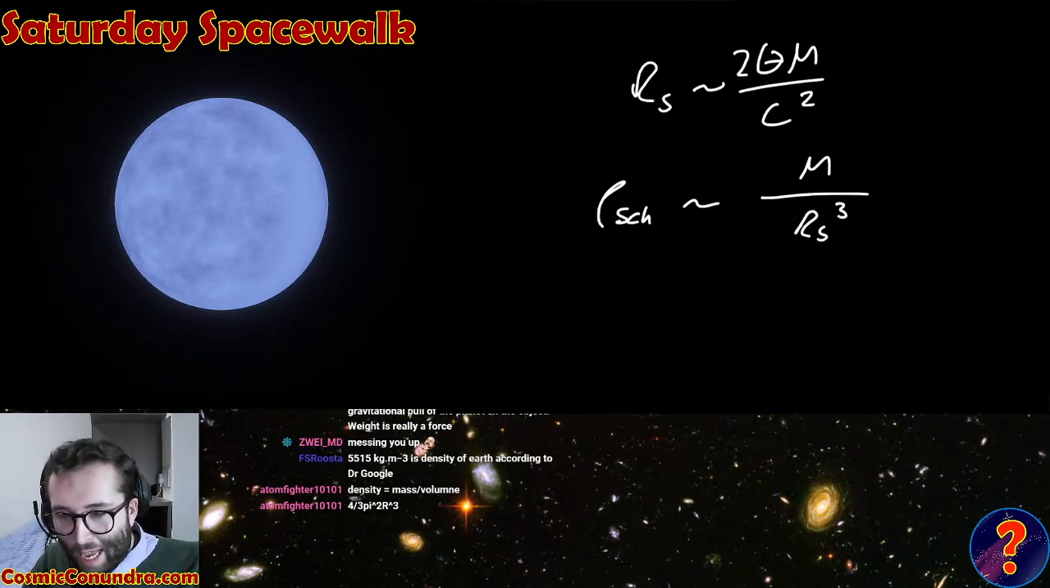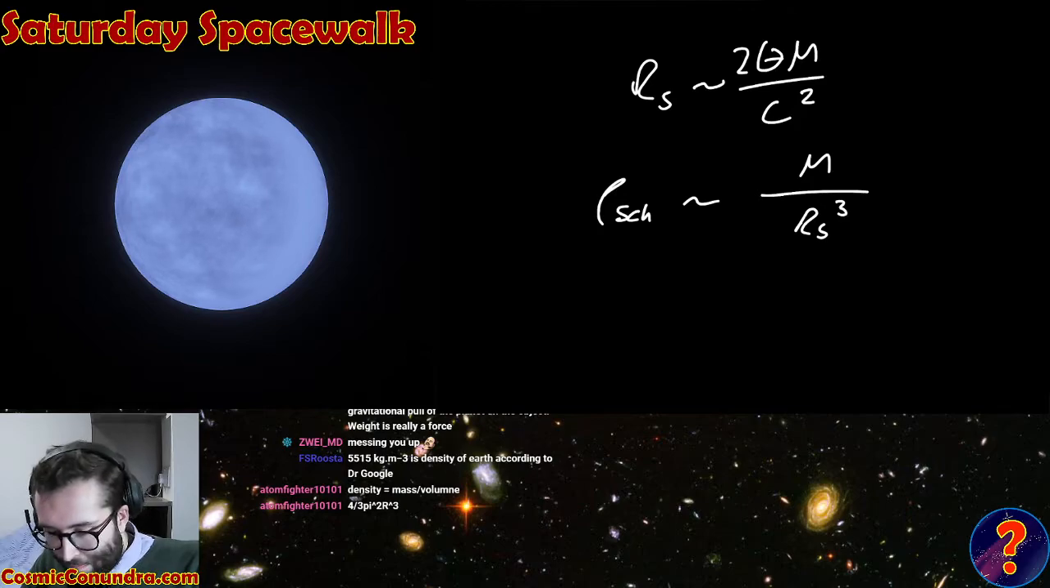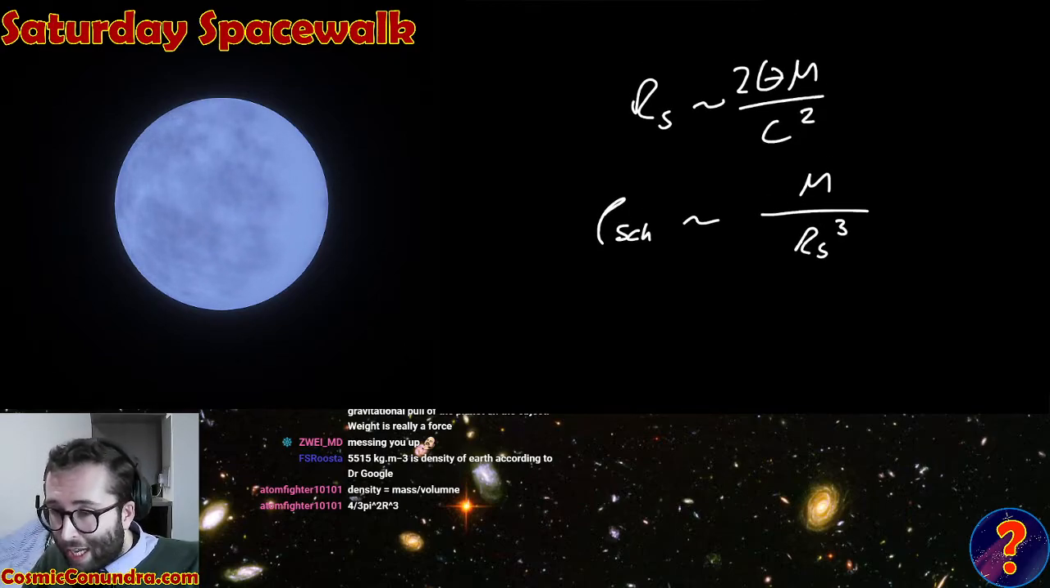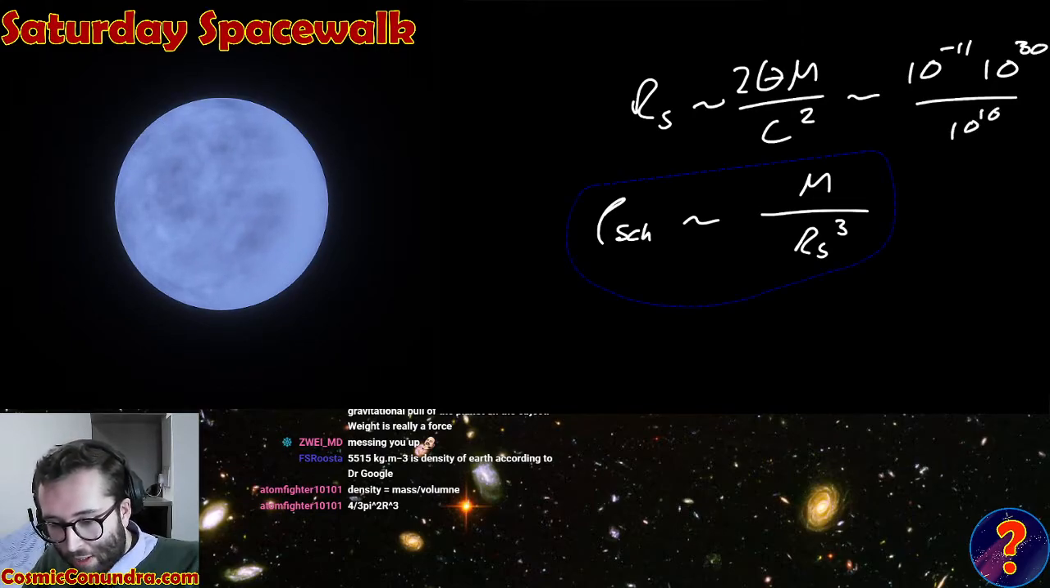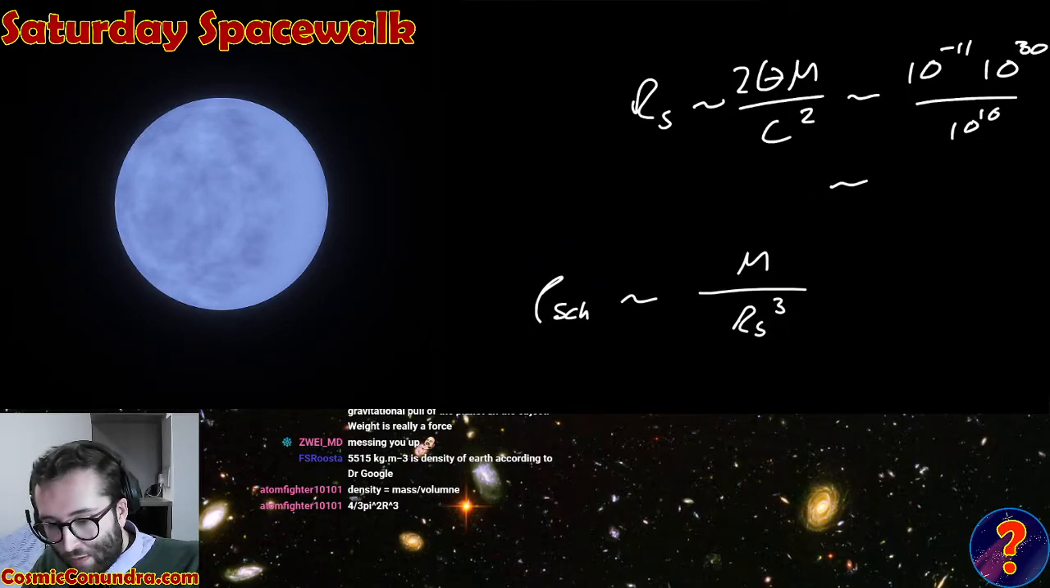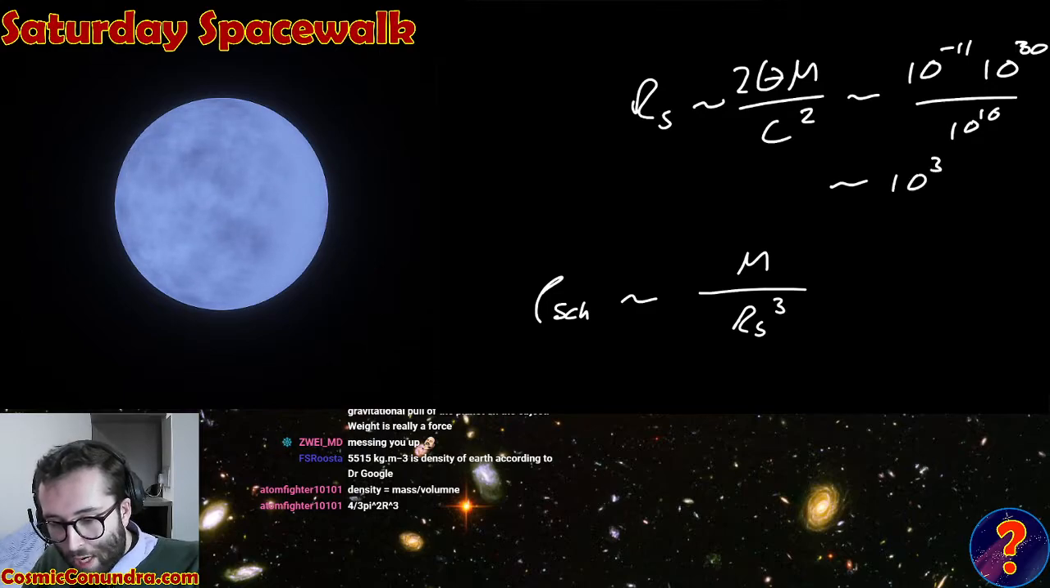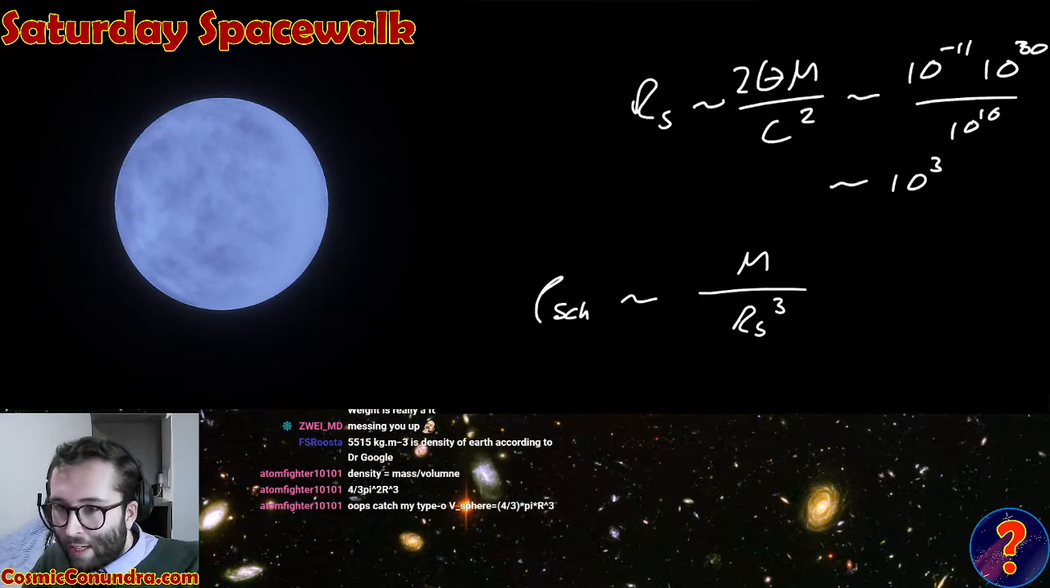So say you take a black hole that has the mass of the sun. So that's 10 to the minus 11 for big G, 10 to the 30 for the mass of the sun, over 10 to the 16 for the speed of light squared. So that gives you a Schwarzschild radius of about 10 to the 3, so about a kilometer.